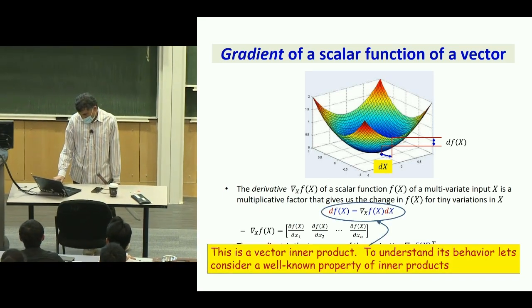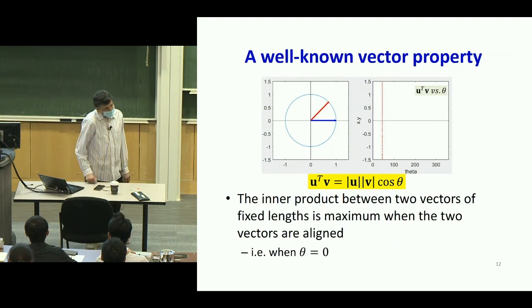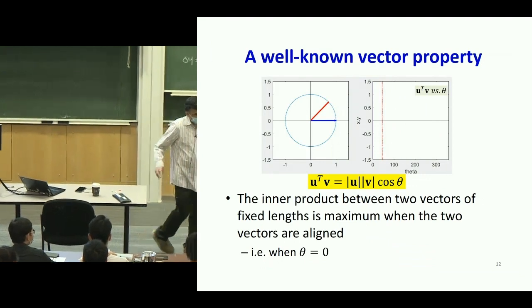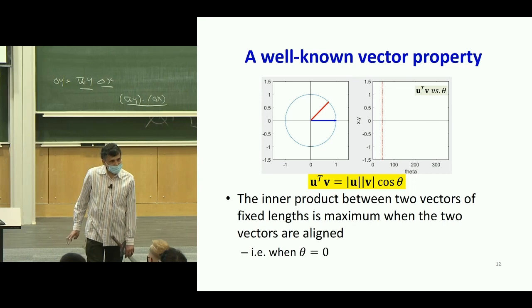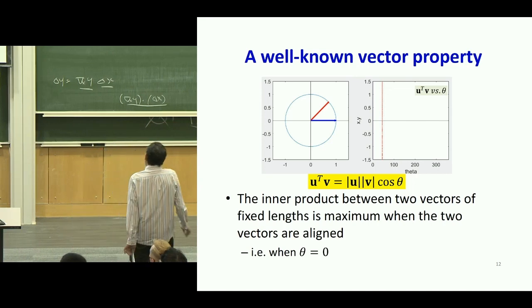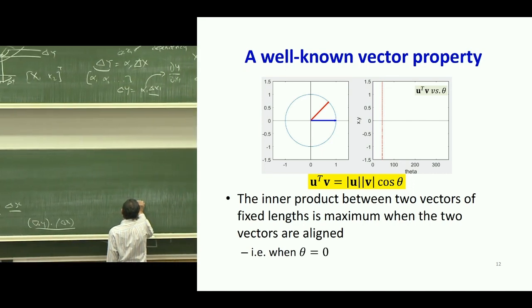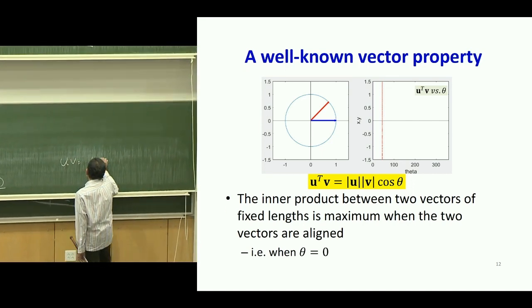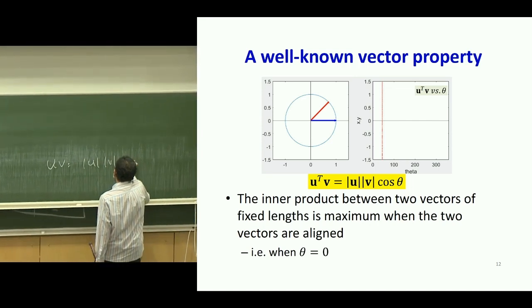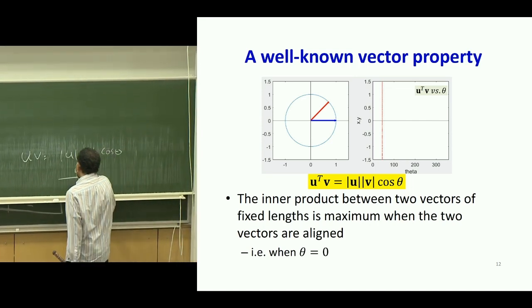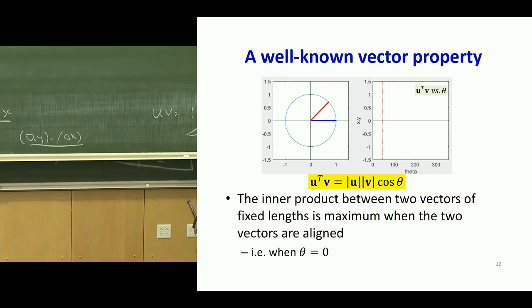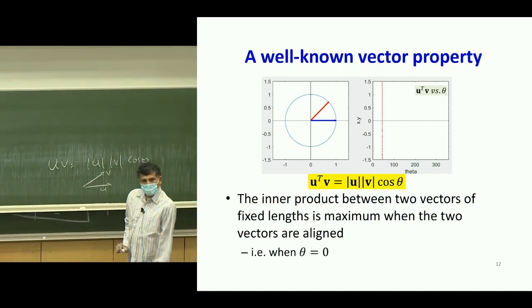There's a vector inner product, and this was supposed to be animated, but because of the technical difficulties today, you don't have the animation. But here's what happens. Let's say I have two vectors, u and v. Then u dot v is simply magnitude u, magnitude v cos theta, right? So if I have some u, I have some v, the inner product between the two is given by this formula. When is this largest, Alice? When theta is 0, right?